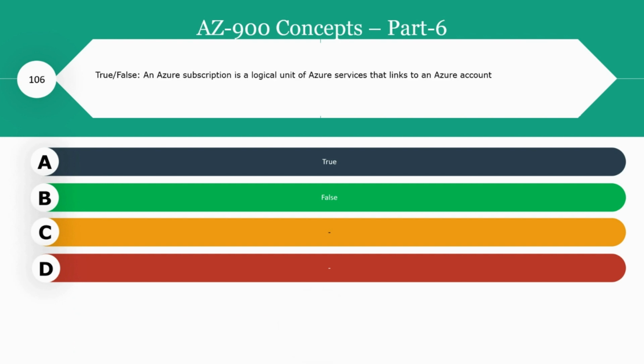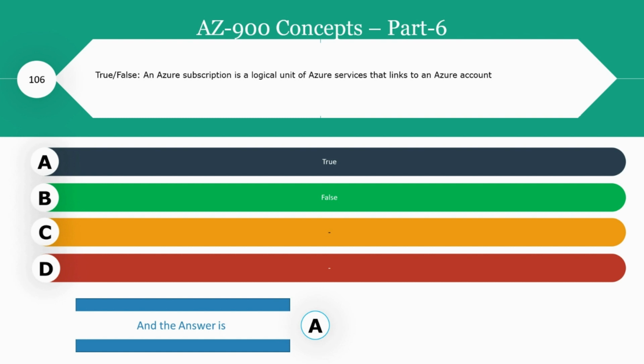Next question, true or false? An Azure subscription is a logical unit of Azure services that links to an Azure account. Is it true or false? The right answer for this question is option A, that is true. An Azure account may have multiple subscriptions, and a subscription can have multiple resource groups, and a resource group has multiple resources associated. That is a hierarchy in which the Azure account, subscription, resource group, and resources are associated.